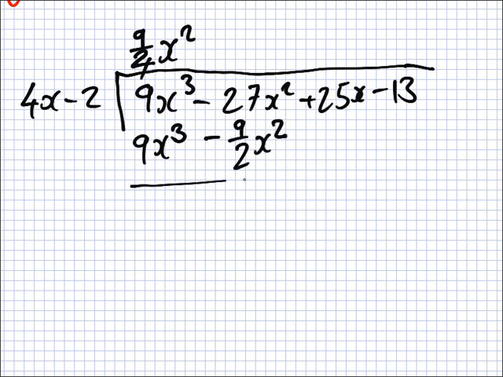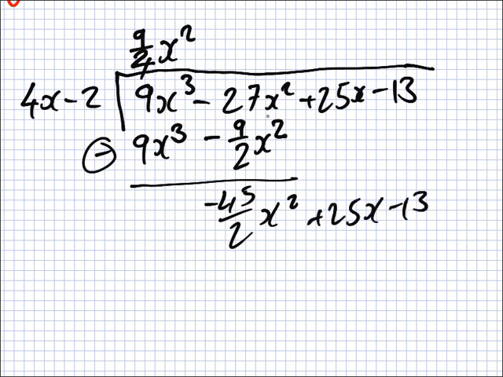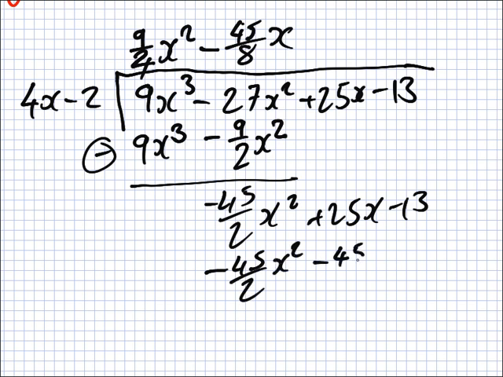Okay. So when I subtract them, they cancel. And that's minus 27 plus 4.5. What's that? Minus 45 over 2 x squared. Plus 25x minus 13. The next one will have to be definitely a minus 45 over 8 x. So when you multiply that, you get minus 45 over 2 x squared plus 45 over 4 x.